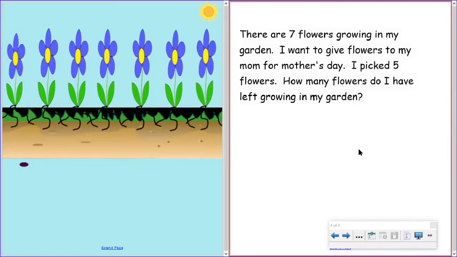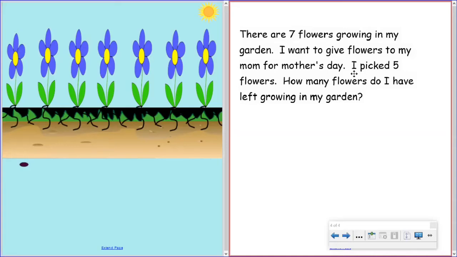The next sentence says, I want to give flowers to my mom for Mother's Day. I can see myself giving my mom flowers and a big smile on my mom's face.